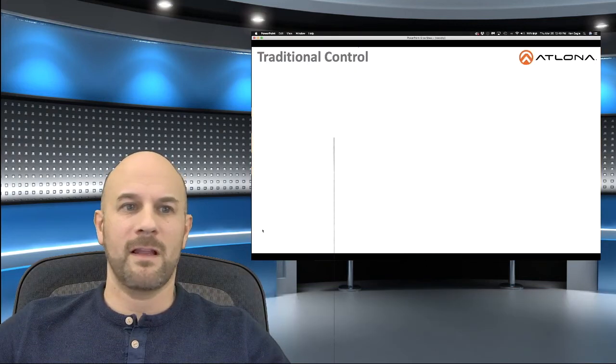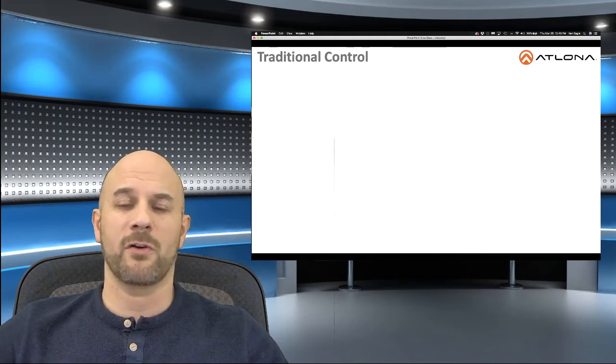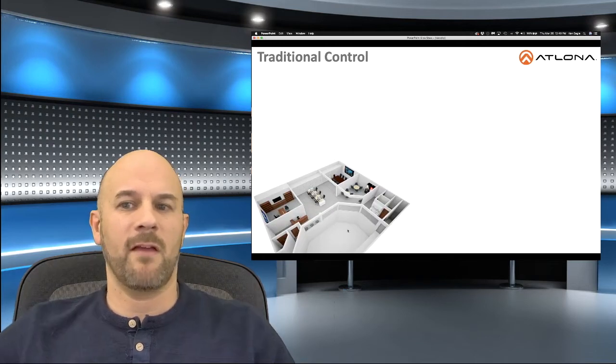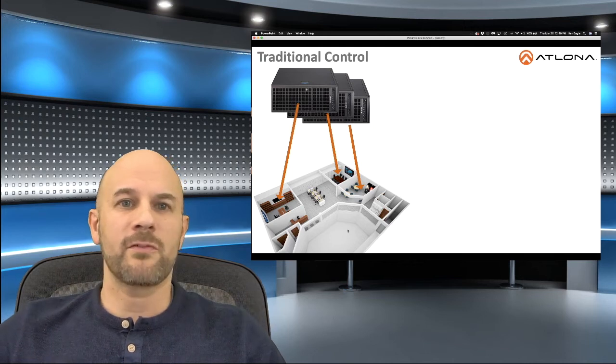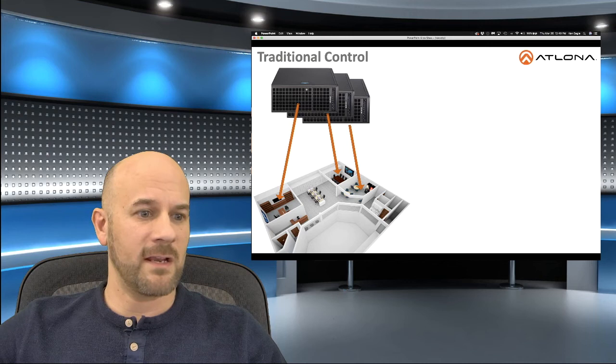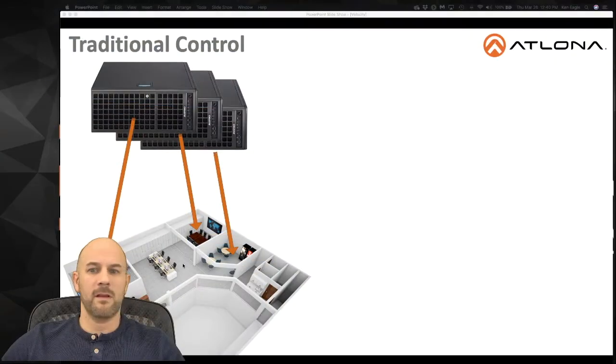Now, to get started, let's first take a step back and talk about traditional control and see how that gets us to where we are today with the Atlona solution. So let's start with a building where we have 3 rooms of AV. In each room, we're going to need a control processor set up to control the AV inside of those rooms.